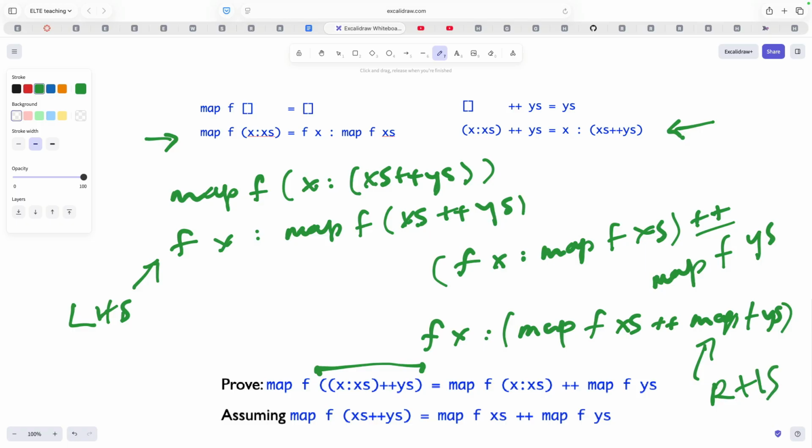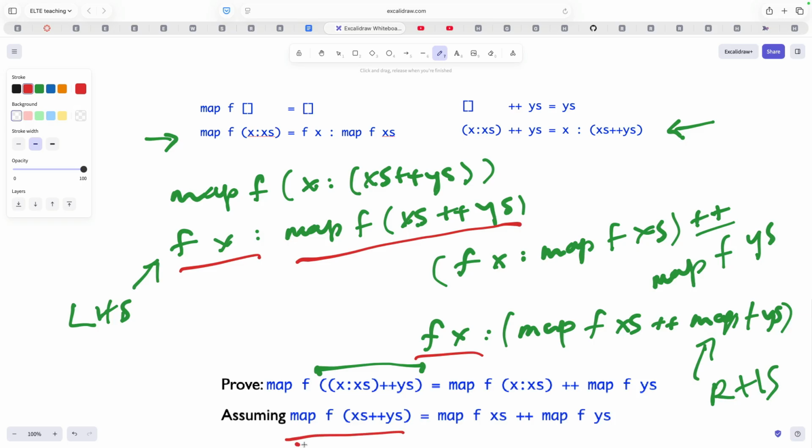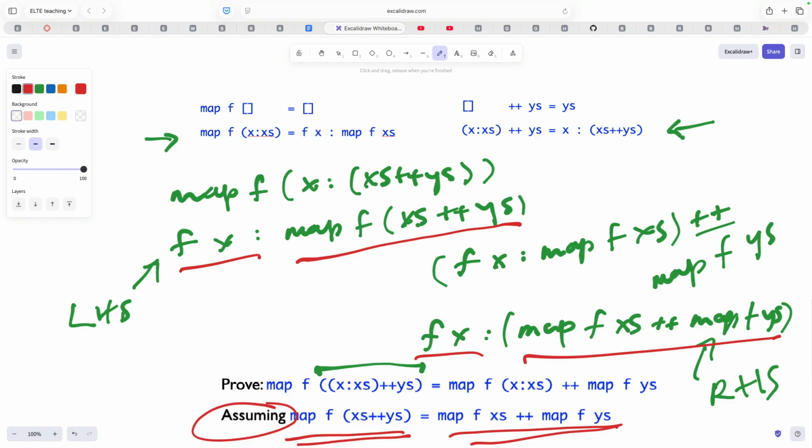So each of them has at the front f of x, and then following on the left-hand side we have map f on x's plus y's, which is this. And on the right-hand side we have map f x's plus map f y's, which is this. So precisely by the assumption we're able to say that the tail of the left-hand side is equal to the tail of the right-hand side. So we're able to say that left-hand side equals right-hand side as we wanted.